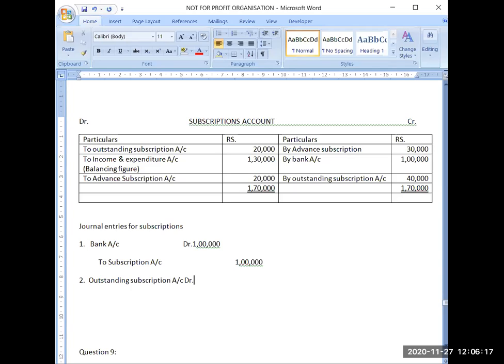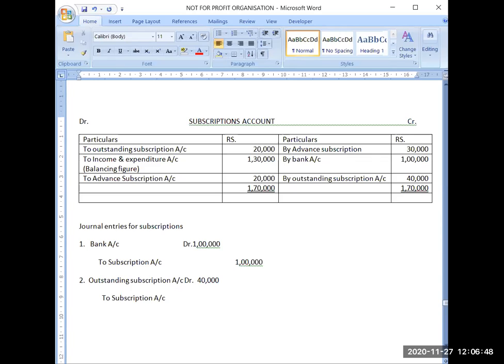Debit to subscription account. To subscription account. This will be the entry. So here I will write the amount 40,000. This is current year outstanding subscription.